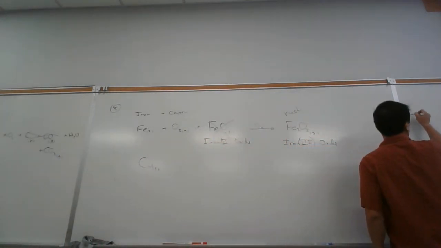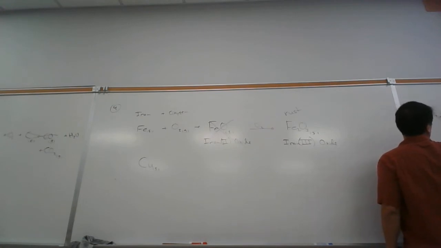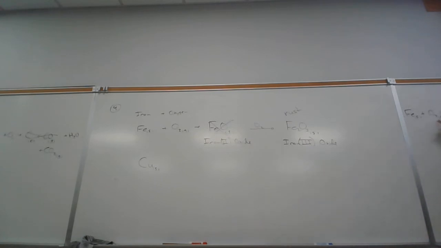We have iron, solid, making iron 2 oxide. Well, how do you balance that? Add a 2 to the iron oxide and then a 2 to the iron. If we had iron going to iron 3 oxide, how would we balance it? Four on the iron on the left, and then 2 on the iron oxide. And how many oxygens? 3. Okay, that looks good. So we can balance it like that, no fractions.